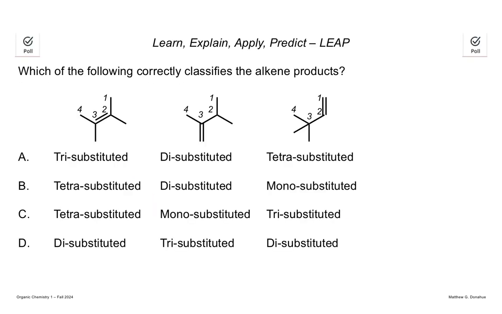So the first one is looking at the alkenes. How do you classify each of them? So if we just start with the leftmost one, we see that that's tetrasubstituted. So A and D are out. The middle one is disubstituted, so C is out. And then the last one is monosubstituted, so that will give us B as the answer.